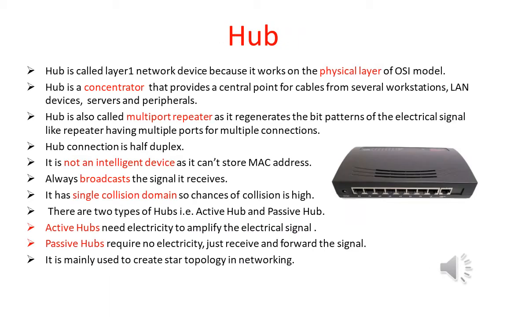Hub is called a Layer 1 network device because it works on the physical layer of the OSI model. Hub is a concentrator that provides a central point for cables from several workstations, LAN devices, servers, and peripherals. Hub is also called a multiport repeater as it regenerates the bit patterns of the electrical signal like a repeater, having multiple ports for multiple connections. Hub connection is half duplex.